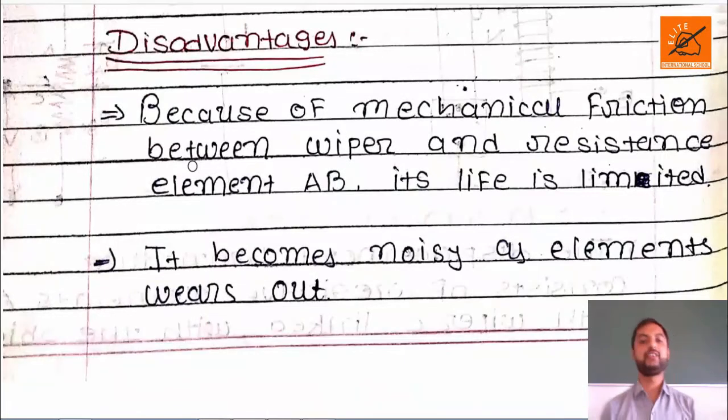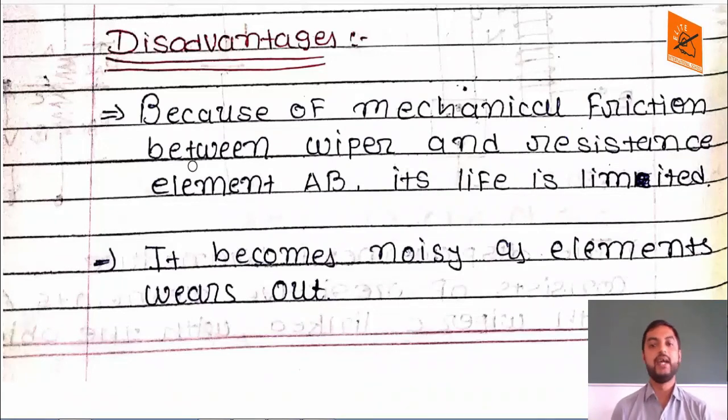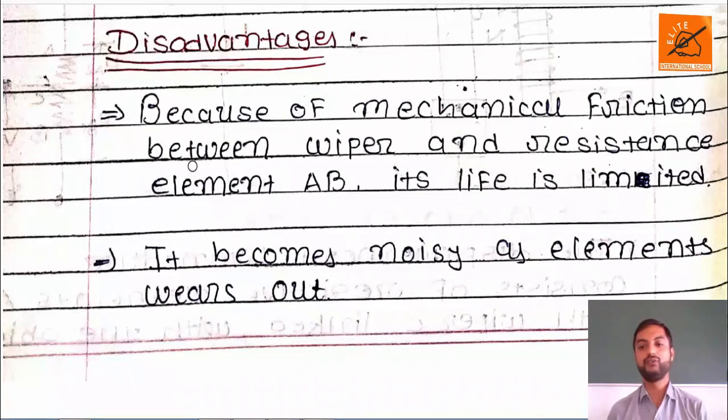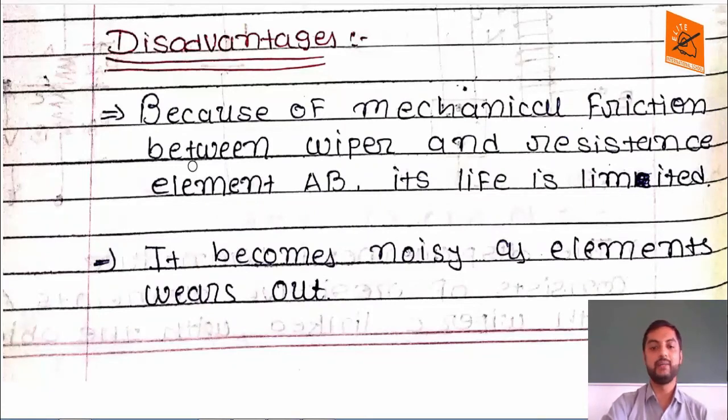Now disadvantages. First one is that because of mechanical friction between the wiper and the resistance element AB, the life is limited. Because of the friction there is wear and tear of the wiper and the shaft, and because of that the lifespan of that element is less. Second, it becomes noisy as the element wears out. It starts creating noise when the element is worn out.